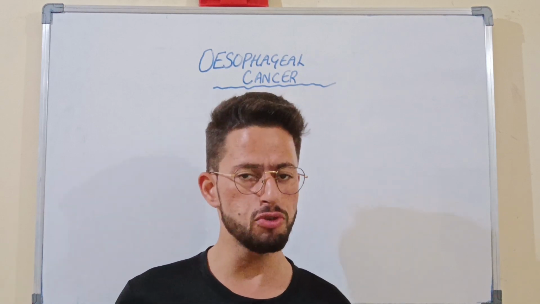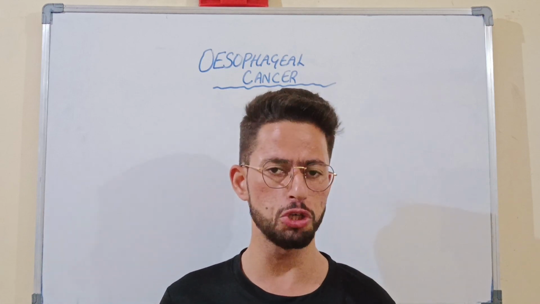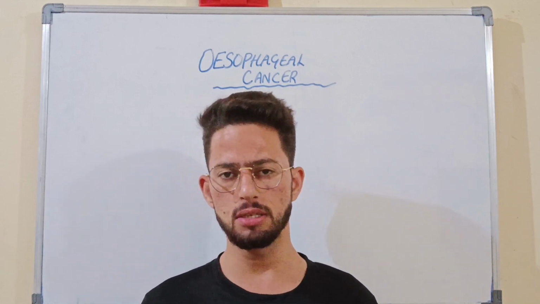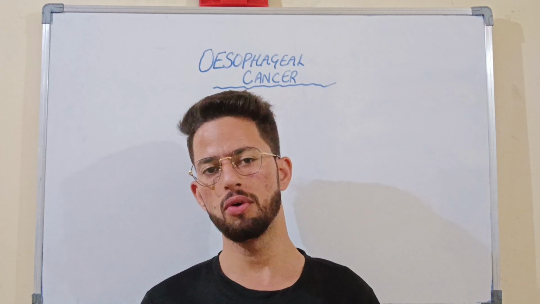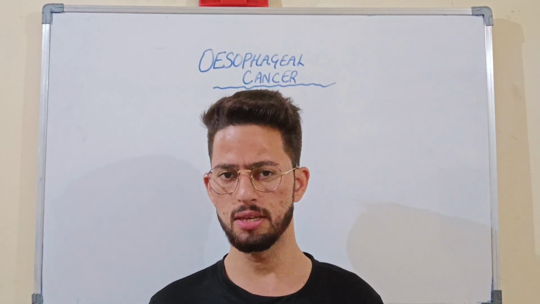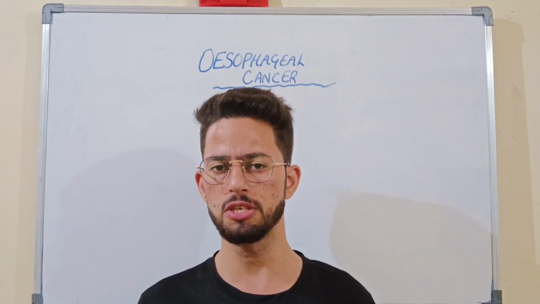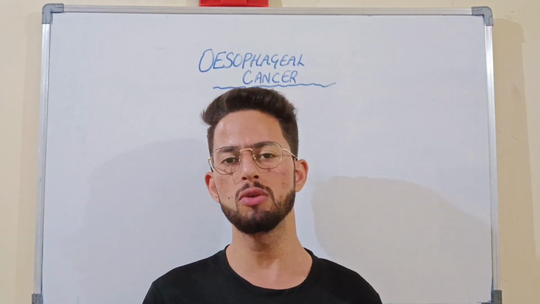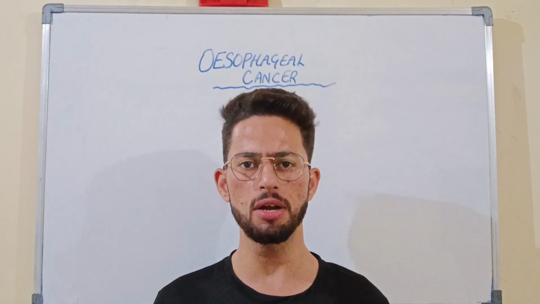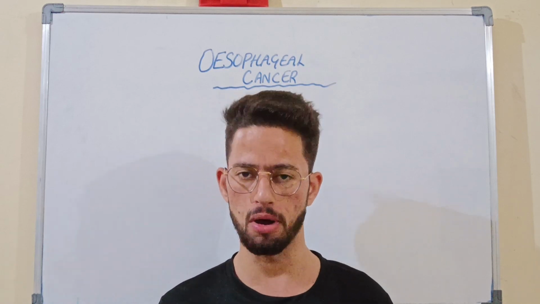Okay, and if we talk about the anatomical location of the esophagus, it starts from cervical vertebra 6, that is C6, and terminates at thoracic vertebra 11. It has mainly three parts: cervical part, thoracic part, and abdominal part.